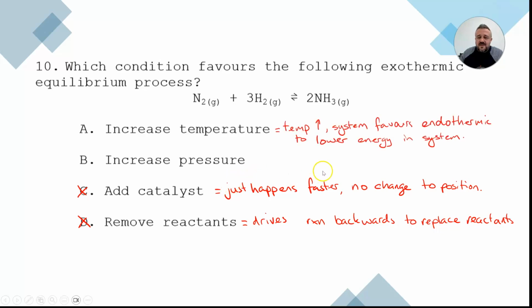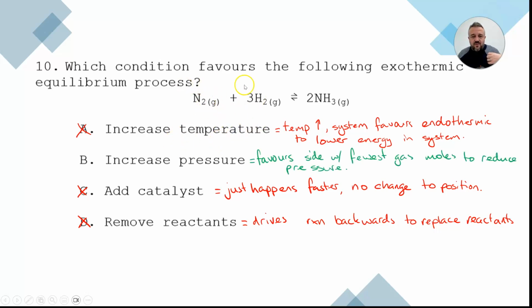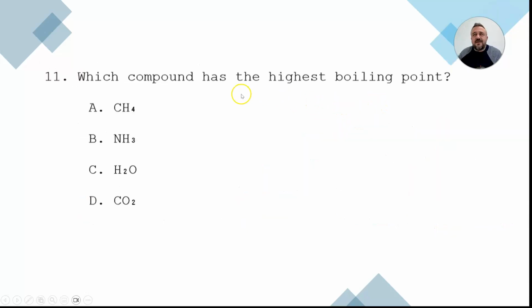Alright, if we increase the temperature, it's going to favor the endothermic direction, because Le Chatelier says that if we make a change in the system, the system will try to reverse or minimize that change. So as the temperature goes up, it's going to favor the endothermic, which goes in the other direction. If we increase the pressure, because there are 4 molecules on one side and 2 molecules on this side, we're going to drive it towards the exothermic side, which means we'll be favoring the exothermic process. Which compound has the highest boiling point?